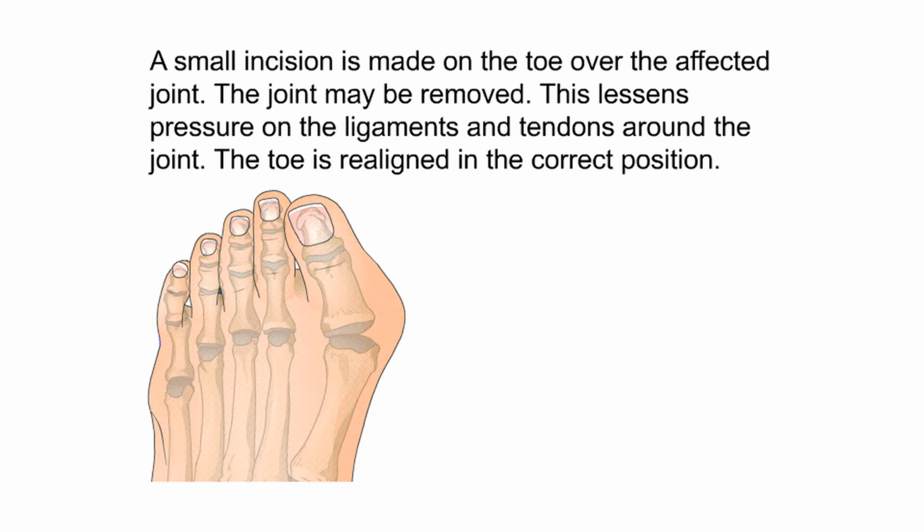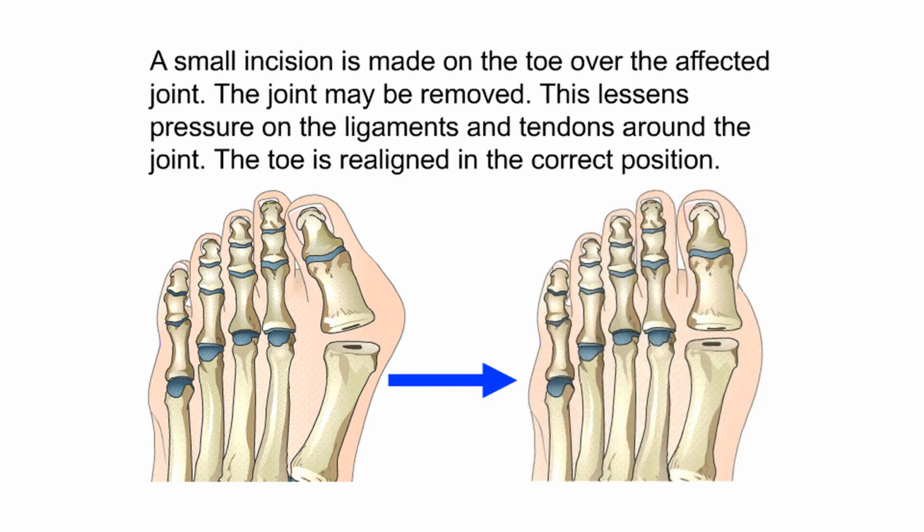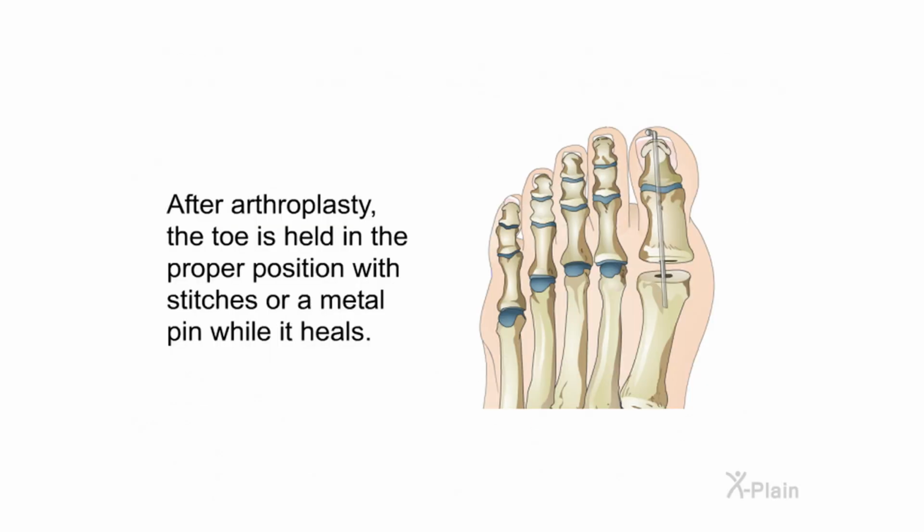A small incision is made on the toe over the affected joint. The joint may be removed. This lessens pressure on the ligaments and tendons around the joint. The toe is realigned in the correct position. After arthroplasty, the toe is held in the proper position with stitches or a metal pin while it heals.